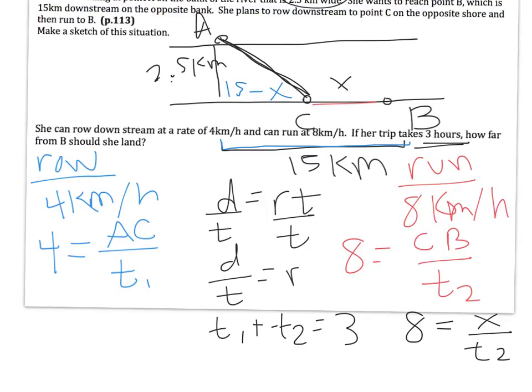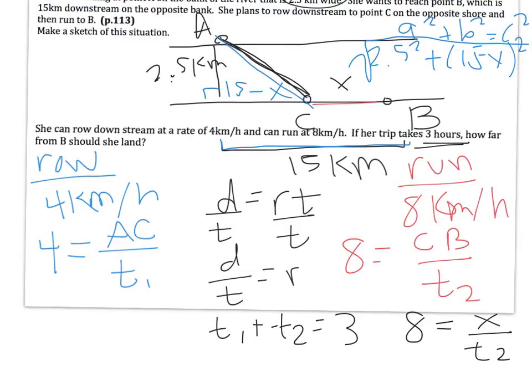And I can now find the distance that I wrote by just using the Pythagorean theorem, because I have a right triangle here. So that's just A squared plus B squared equals C squared. So we can say 2.5 squared plus 15 minus X, squared, equals C squared. If I want just C, I can take the square root of that whole thing. So that distance there is from A to C. So now if I plug that into my equation, I have 4 equals the square root of 2.5 squared plus (15 minus X) squared, all over time 1.